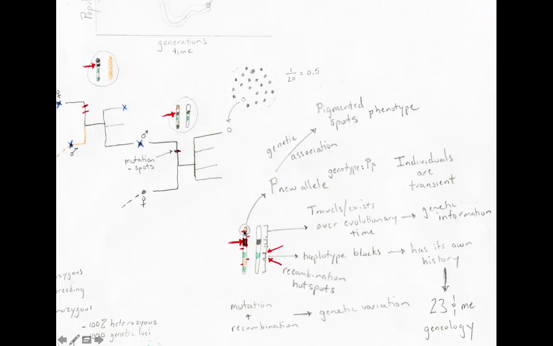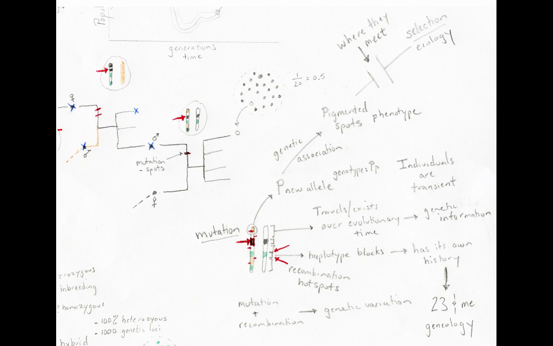Okay, so this mutation has happened and has created a new allele, and we'll call that the P allele. And it has a genetic association with a trait. It's resulting in pigmented spots. So it's resulted in this new trait or phenotype in the population. And that's where mutation meets selection, or the ecology, the things in the environment that impose on an individual's survival and ability to acquire resources.